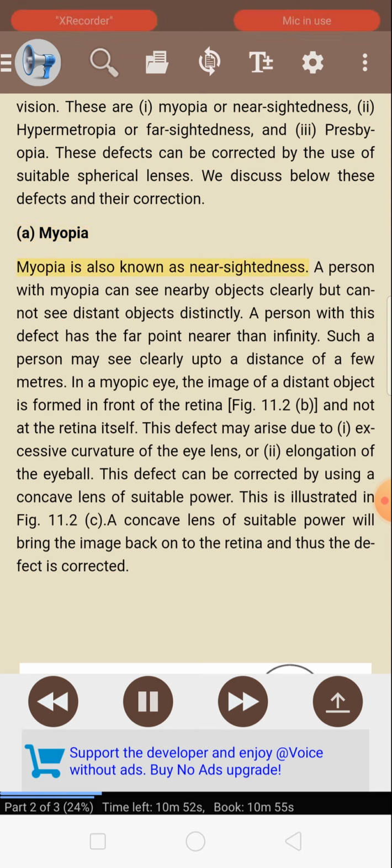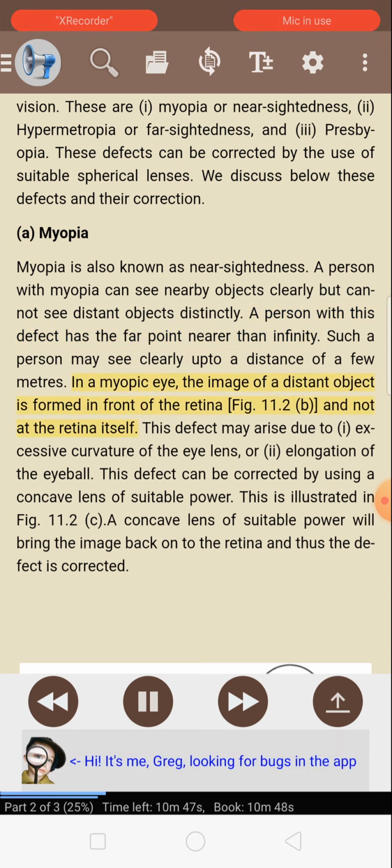Myopia is also known as nearsightedness. A person with myopia can see nearby objects clearly but cannot see distant objects distinctly. A person with this defect has the far point nearer than infinity. Such a person may see clearly up to a distance of a few meters. In a myopic eye, the image of a distant object is formed in front of the retina, figure 11.2b, and not at the retina itself. This defect may arise due to (i) excessive curvature of the eye lens, or (ii) elongation of the eyeball.